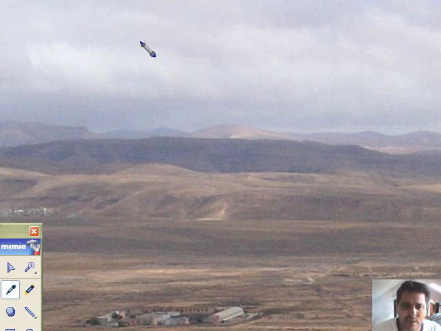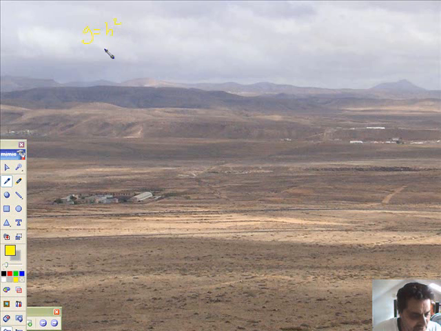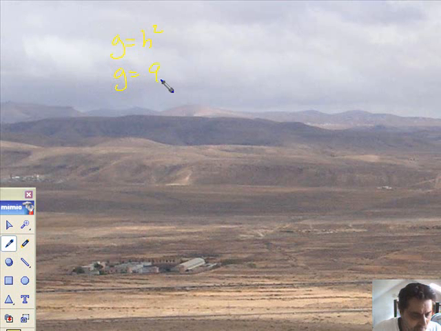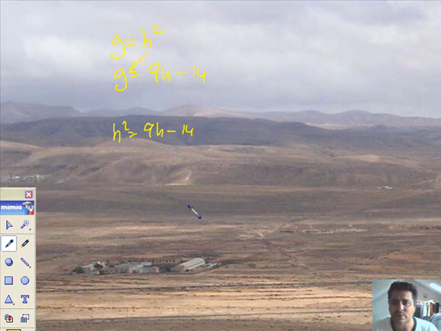Right, I've got this equation here. It doesn't look very much. I've got g equals h squared, and I've got g equals 9h minus 14. They say solve them by substitution. Well, okay, g equals that and g equals that. How about I put the h squared right there and get on with it? So here we go. I've got h squared equals 9h minus 14 from the book. Great, I've got an equation with just h in it.